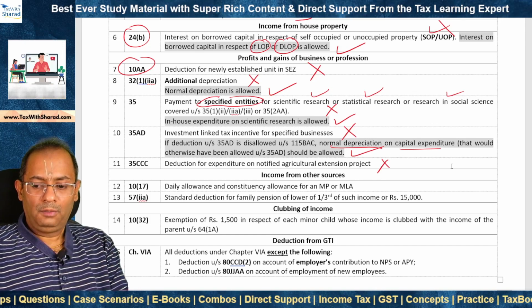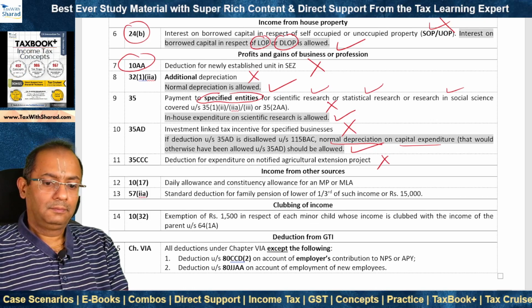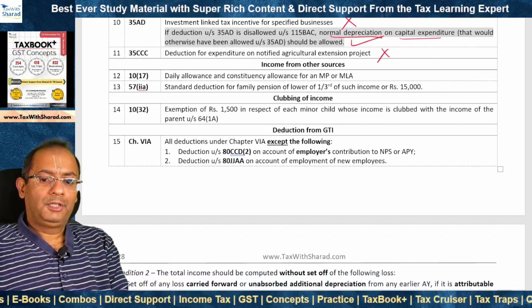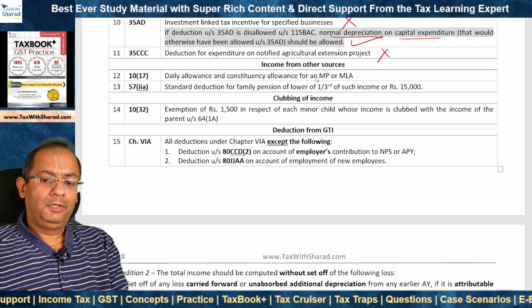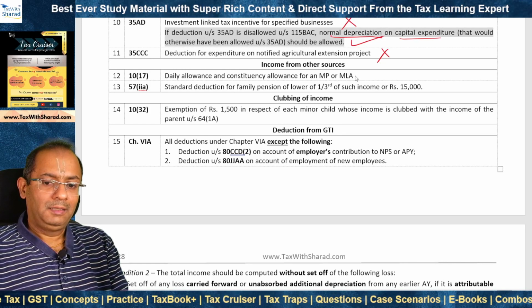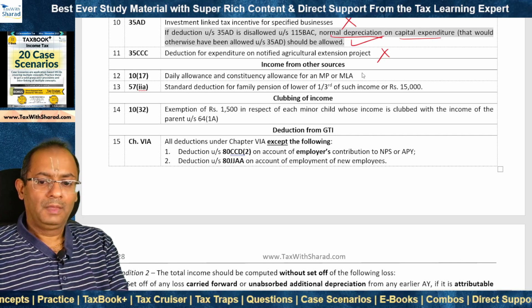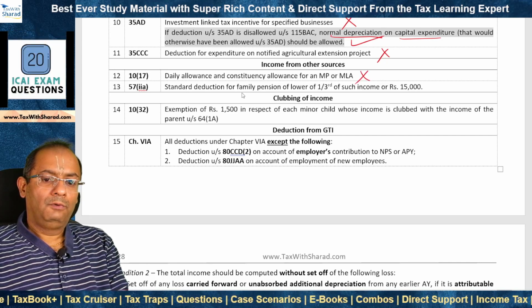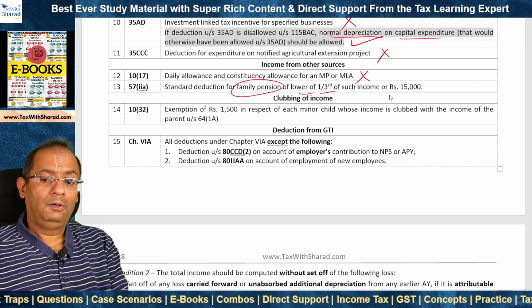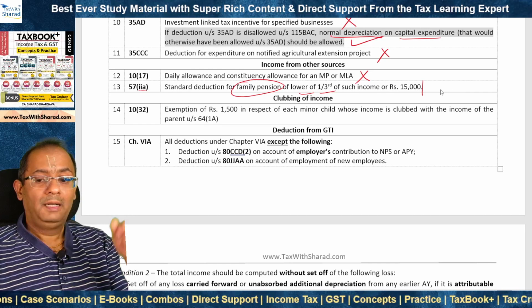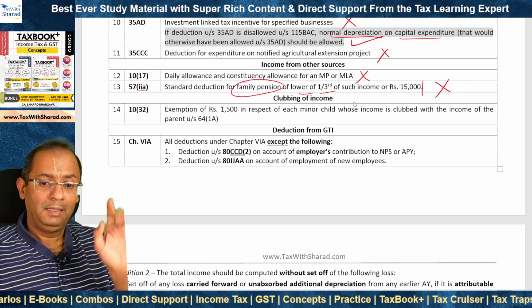What about income from other sources? As far as remuneration of an MP or MLA is concerned, daily allowance and constituency allowance is exempt under section 10(17), as we have noted before, but this exemption is not allowed. What about family pension? Standard deduction is allowed of the lower of 1/3 of such income or rupees 15,000, but it is not allowed under 115BAC.